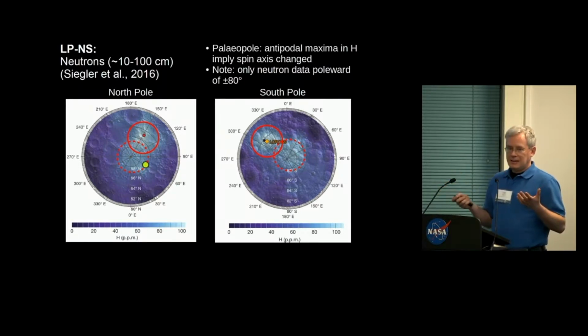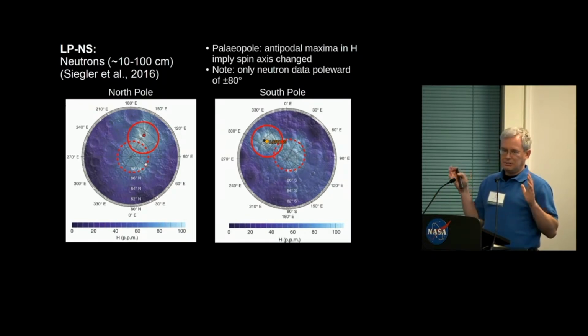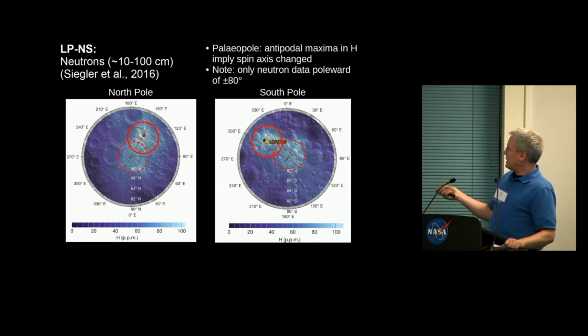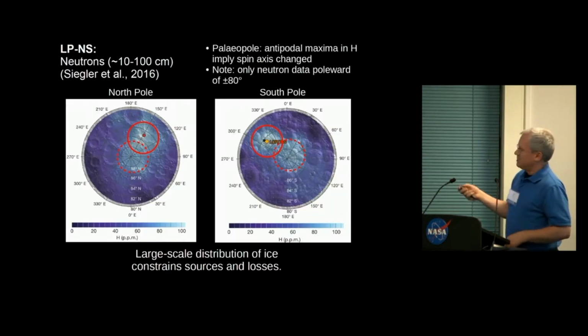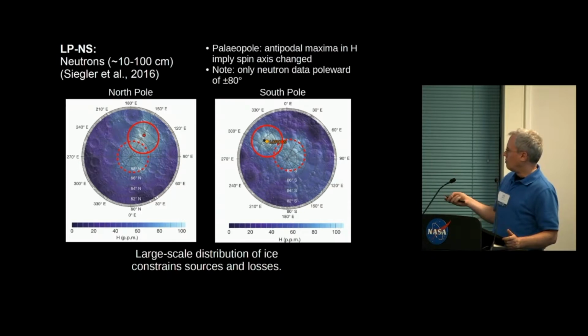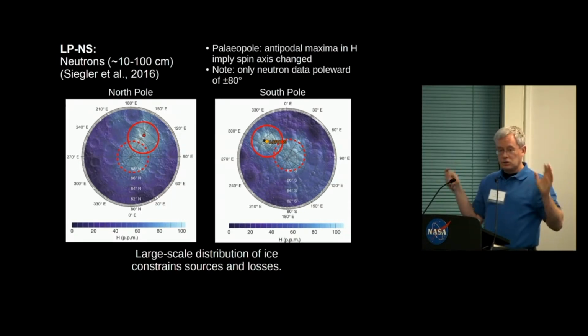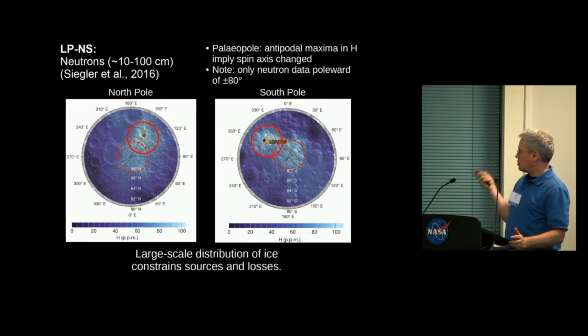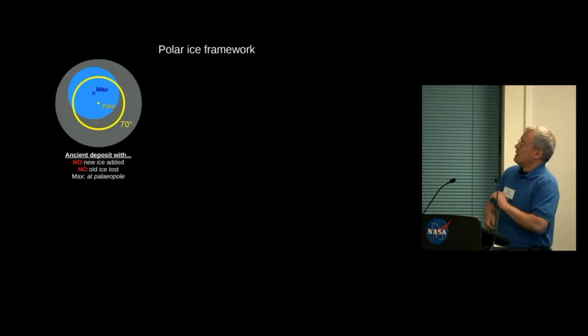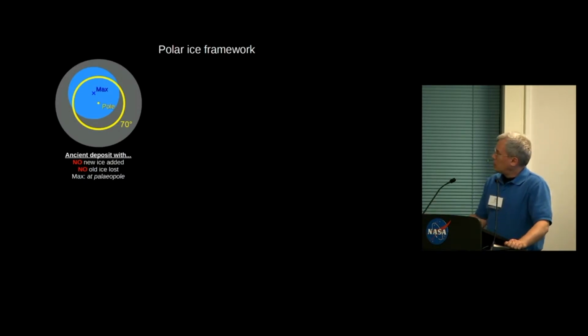So the idea is that these indicate that the moon's rotational axis was slightly offset earlier in its history from what it is today. We call this the paleopole. And so at that time, these were the poles, hydrogen or ice was being deposited there, not in the modern locations. So on this larger spatial scale then, it looks like we can actually constrain some of the sources and losses of ice in an important way. And one way to look at this then, I'm going to show several little diagrams of one of the moon's poles.